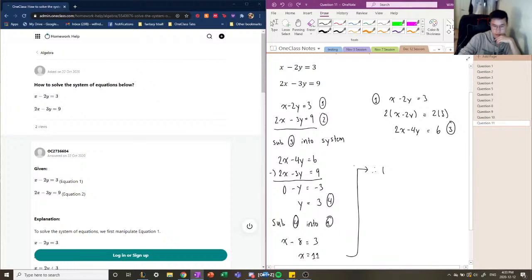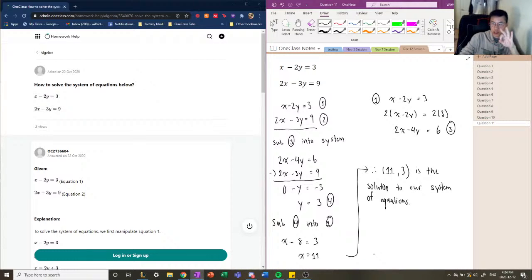11 and 3 is the solution to our system of equations. Okay. So this is the alternative method instead of substitution.